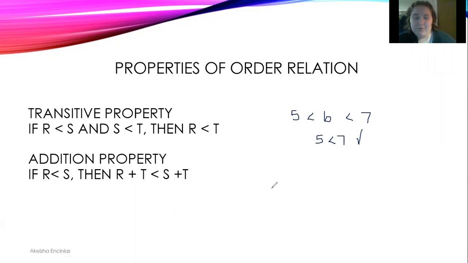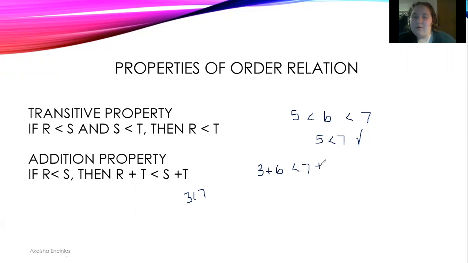And getting a little trickier, we have: if R is less than S, then R plus T is less than S plus T. That's the addition property. So let's have R be 3, S is going to be 7, and we'll have T be 6. So do we know that 3 is less than 7? Yes.